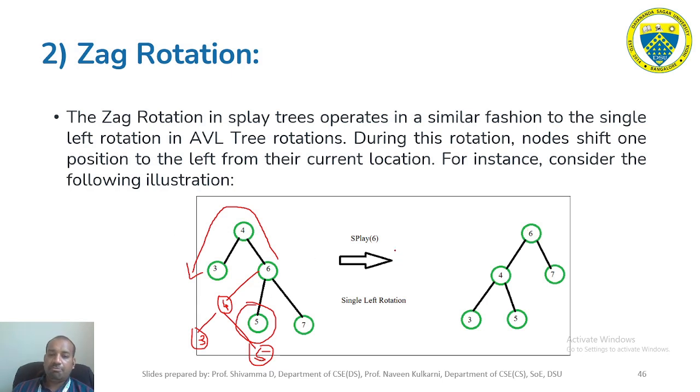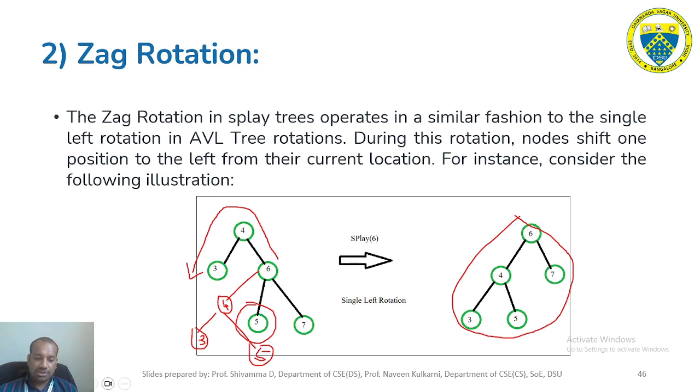Whichever number you are searching for is called splaying. Splaying means that particular number will be put into the root node. If you see this example, the number 6 came to the root node and the remaining nodes are well organized. You see this, the resultant tree is once again an AVL tree. All the elements to its left are lesser than the root node, all the elements to the right are greater than the root node. So this is the zag rotation that we have seen.